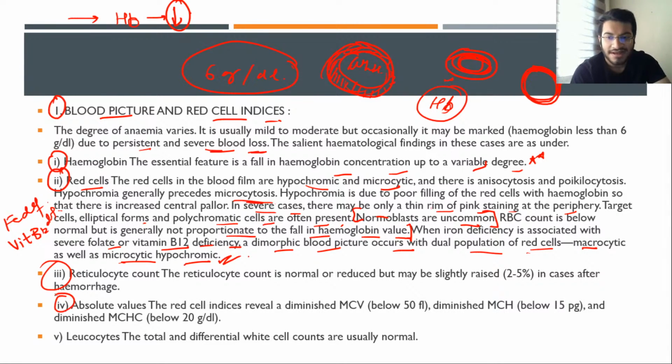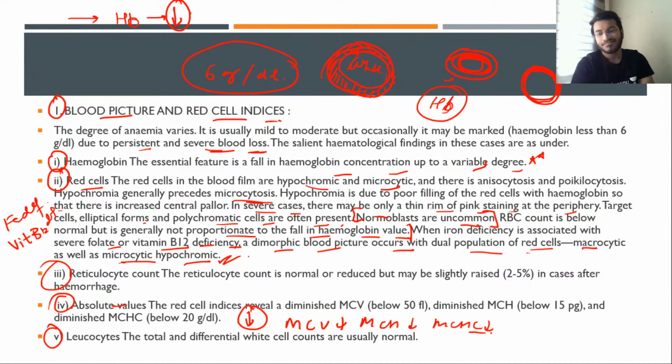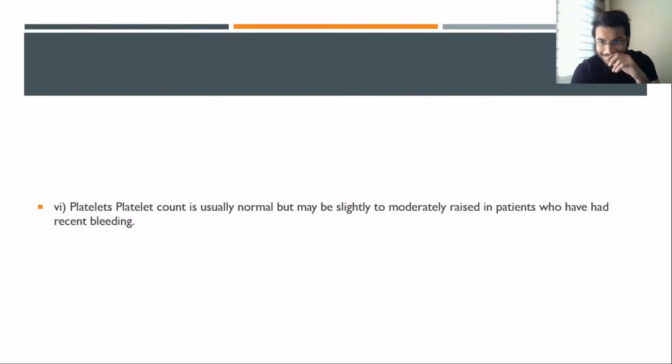Fourth is absolute values of MCV, MCH and MCHC. So all these values will be decreased. MCV will be decreased, MCH will be decreased, MCHC will be decreased. Right? Then fifth, leukocytes. The total and the differential white cells count are usually normal. Right, so leukocytes are generally normal.